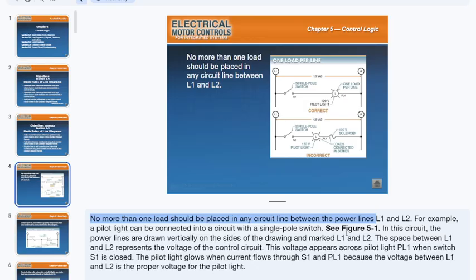I'll finish reading the paragraph a little bit here. For example, up here we have a pilot light being connected into a circuit with a single pole switch. In this circuit, the power lines are drawn vertically. On the sides of the drawing, the power lines, again, L1 and L2 are power. They are the vertical lines coming in. The space between L1 and L2 represents the voltage of the control circuit. So the control circuit is not L1 and L2. The control circuit is the space between L1 and L2, or the rungs.